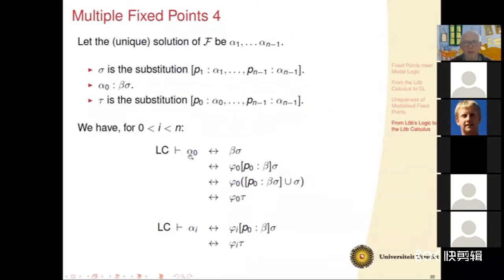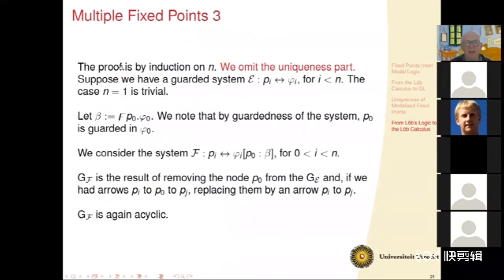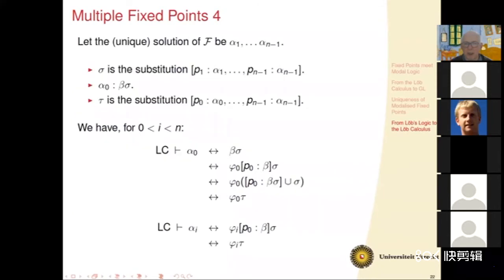Okay, so now what happens? Well, look here. Alpha zero is by definition beta of sigma, right? And now the beta, let's go back to see what beta was. Beta is the fixed point of phi zero. So beta is equivalent to phi zero with beta substituted in it, right? And so now we use a modal law that tells us that if two things are provably equivalent, then the results of substitution of whatever in those things is also provably equivalent. That's in fact the schematicity of the logic, right? And in fact the Loeb calculus does have this desired schematicity.